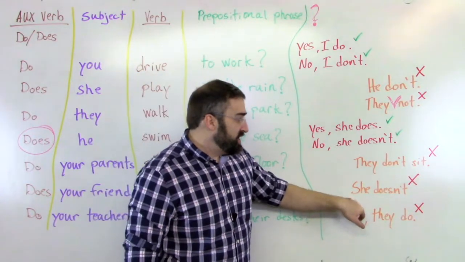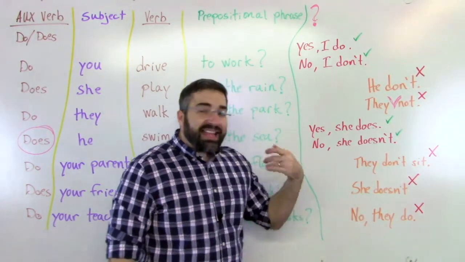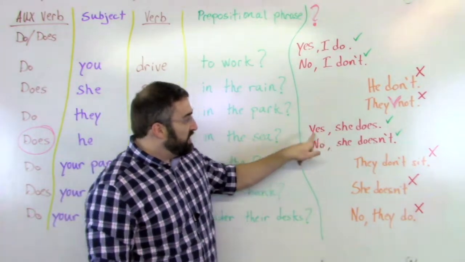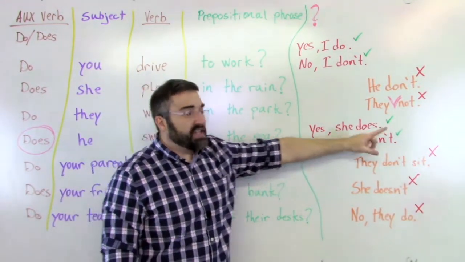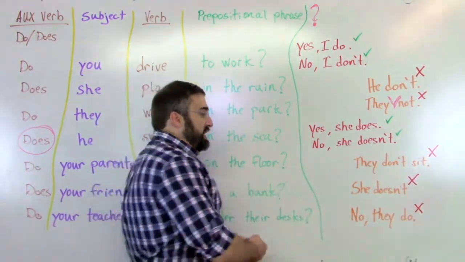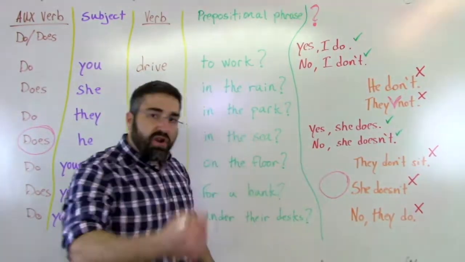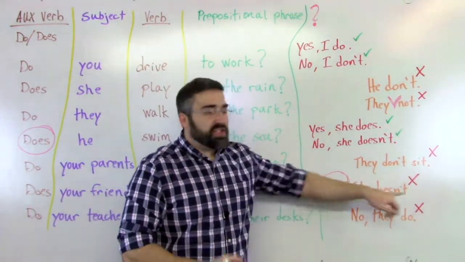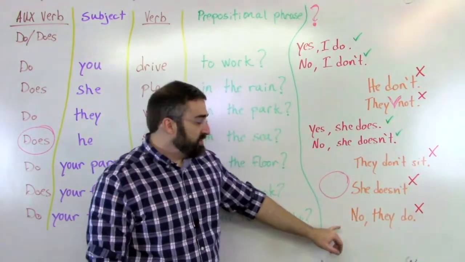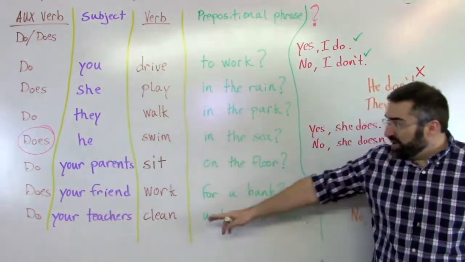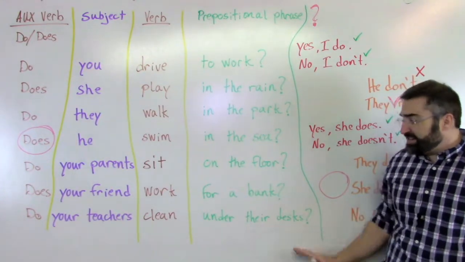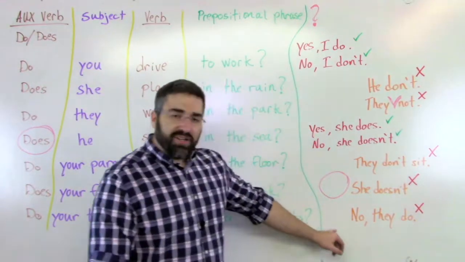"She doesn't." So I can't just say "she doesn't." Notice here, yes, right? Yes, she does. No, she doesn't. So right there, I would need "no," right? No, she doesn't. "No, they do." This next one. The example here: do your teachers clean under their desks? "No, they do."